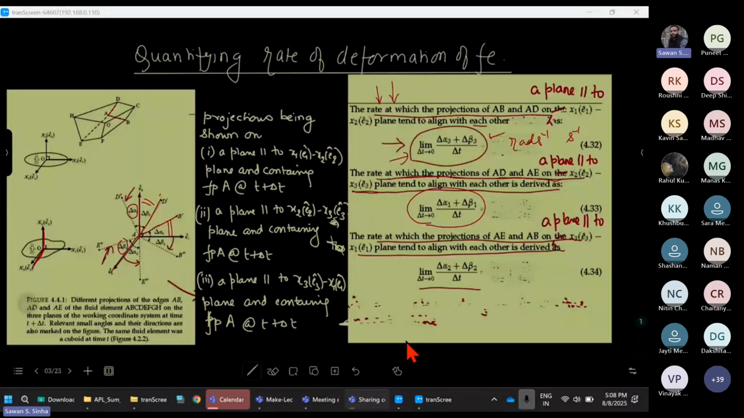And finally, I will talk about this plane, the plane parallel to x3, E3 and x1, E1. And on that plane, I want to measure the rate at which these two edges, or rather projections AE triple prime and AB triple prime, are moving towards each other, and they will be measured as this delta alpha 2 plus delta beta 2 divided by delta t.